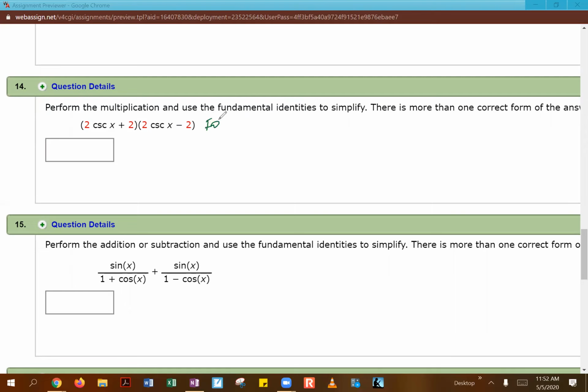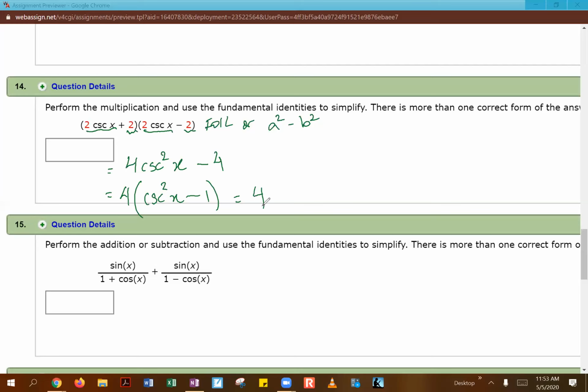Yeah, so you either do FOIL, or since these are what we call conjugates, you're just taking the square of the first term minus the square of the second term. So 2 cosecant x multiplied with 2 cosecant x will of course give you 4 cosecant squared x, right? And then the 2 times 2 will give you 4. And then how would we go about simplifying this? Could we pull the 4, so it's 4 cosecant squared of x minus 1? There you go, very good.